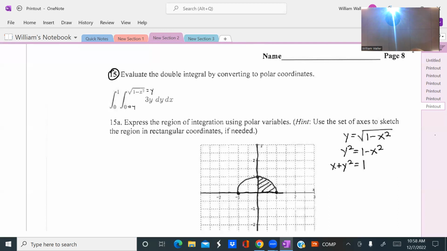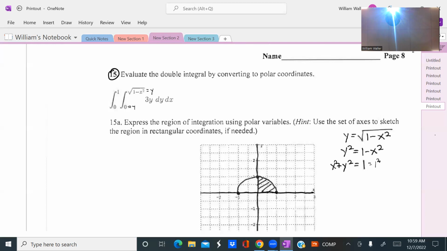Your region of integration is going to be bounded below by the x-axis. That's y equals 0. And then above, it's going to be bounded by this curve, y equal the square root of 1 minus x squared. So what does y equal the square root of 1 minus x squared look like? Well, if you square both sides, you get y squared equal 1 minus x squared. And then if you bring the minus x squared, I left it off here, to the left-hand side, you get x squared plus y squared equal 1. That is a circle. That's a circle with radius 1, because 1 is 1 squared, centered at the origin.